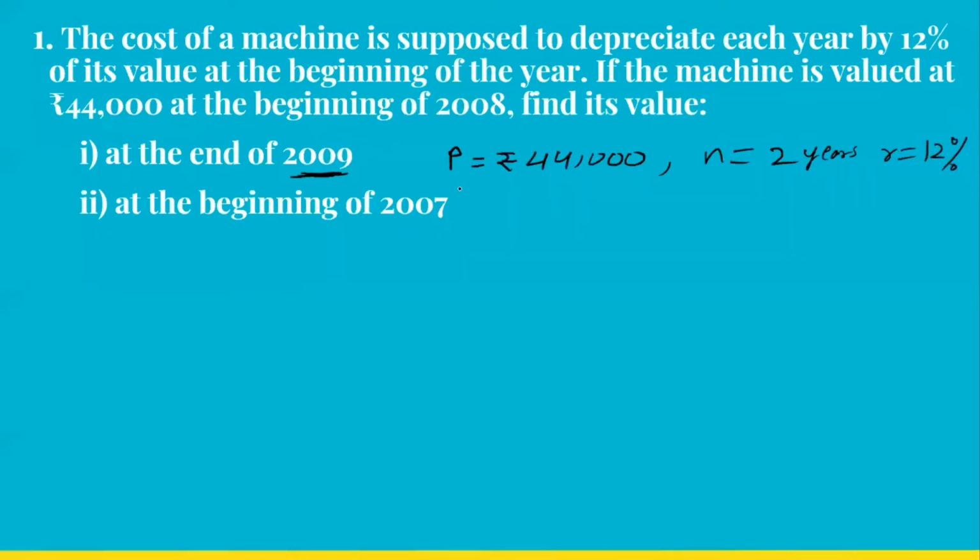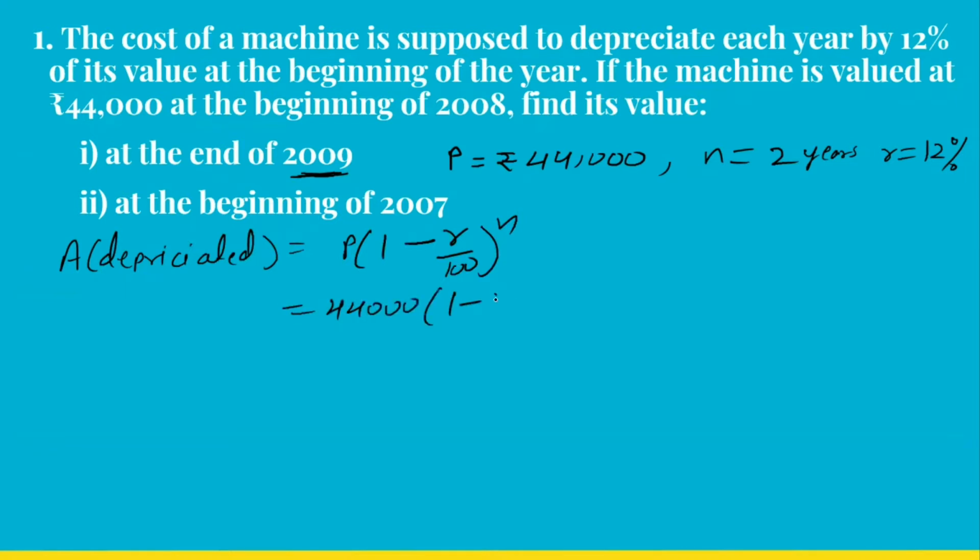So let us find the first part, which is the depreciated amount. The depreciated value of the machine is equal to P in bracket 1 minus R upon 100 raised to N. Put the value: P is 44,000 in bracket 1 minus rate 12 upon 100 raised to 2. Simplify 4 3s are 12 and 4 25s are 100. So you get here 44,000, now LCM is 25, so in place of 1 we write 25 by 25. So 25 minus 3, you get 22 upon 25 to the power 2.